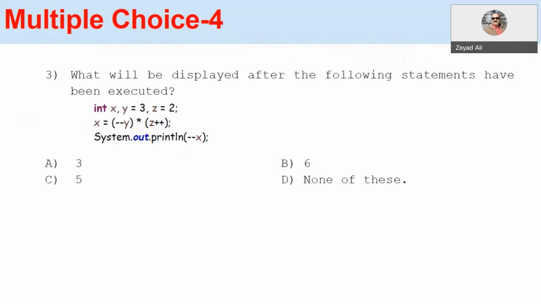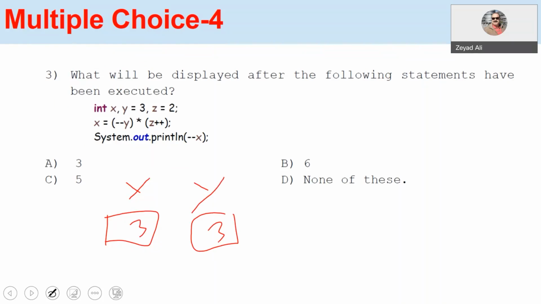Next question. What will be displayed after this code is executed? x, y equals 3, z is equal to 2. So we can analyze this code here. X is 3, y is 3, and z is also 2.